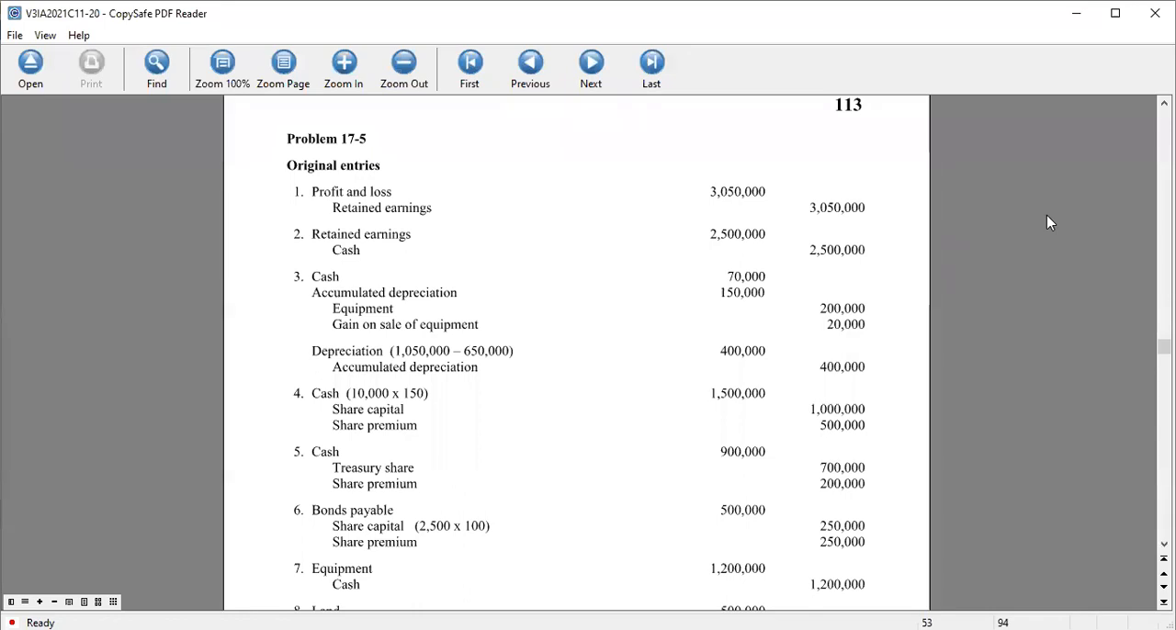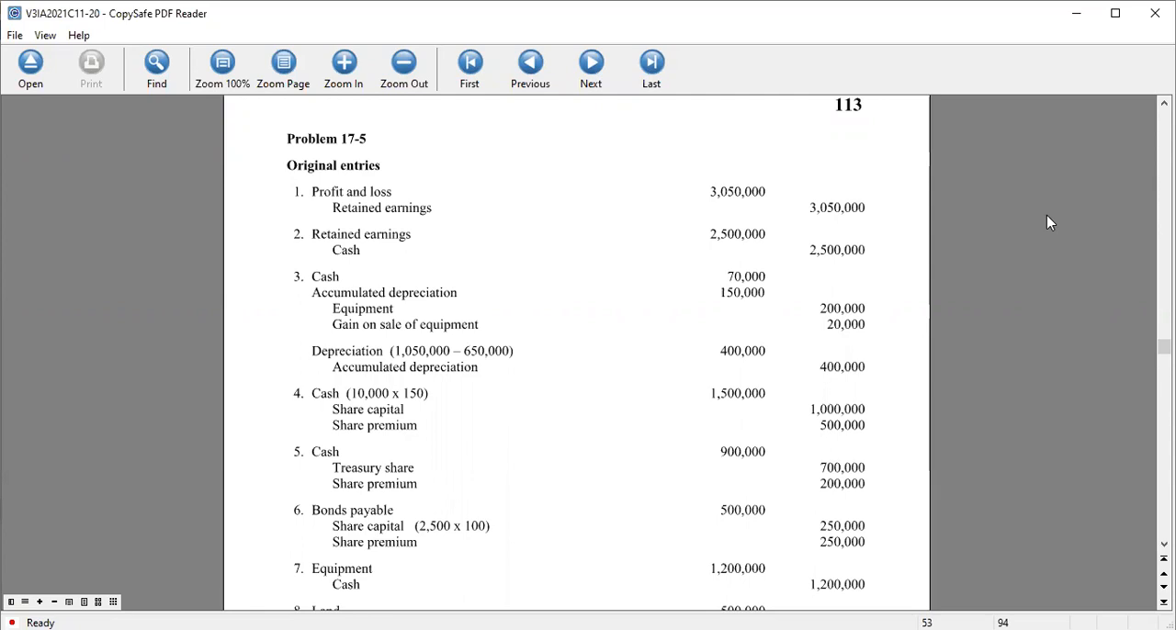So the original entry was to debit the account bonds payable. That's why the bonds payable account decreased by 500,000, and we credit share capital by 250,000. That's the equivalent of 2,500 shares at 100 par. So the excess is 250,000. Now with the 500,000 pesos, we divide it by 5.